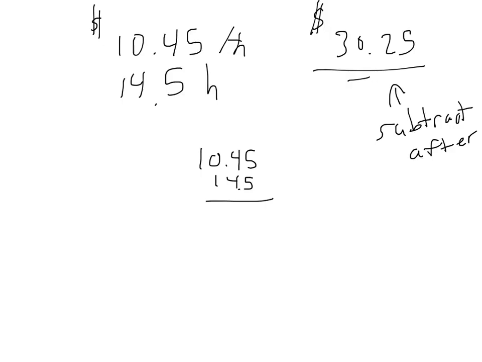5 times 5 is 25. Carry the 2. 5 times 4 is 20. Plus 2 is 22. Carry the 2. 5 times 0 is 0. Plus 2 is 2. 5 times 1 is 5. So the next one. 4 times 5 is 20. Carry the 2 again. 4 times 4 is 16. Plus 2 is 18. That's an atrocious 8. Carry the 1. 4 times 0 is 0. Plus 1 is 1. 4 times 1 is 4.